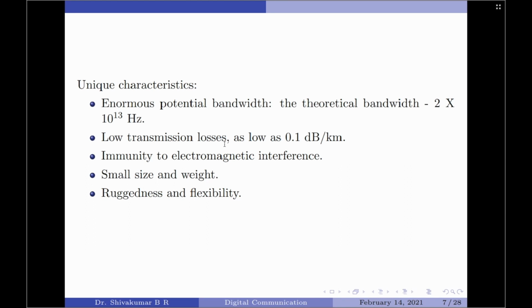Optical fibers have low transmission losses, as low as 0.1 dB per kilometer. They have immunity to electromagnetic interference, which is an inherent characteristic of an optical fiber viewed as a dielectric waveguide. They are small in size as well as weight, which is characterized by a diameter no greater than that of a human hair. They also offer ruggedness and flexibility, characterized by very high tensile strengths and the possibility of being bent or twisted without damage.